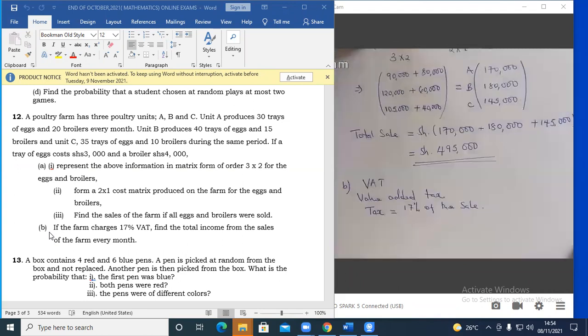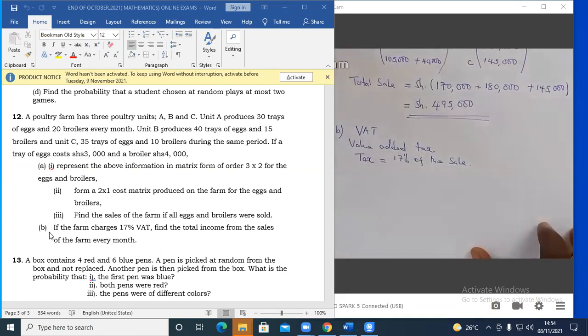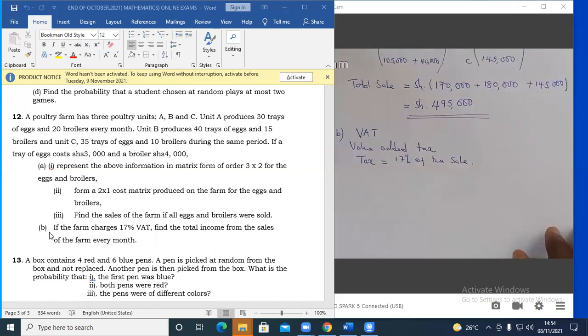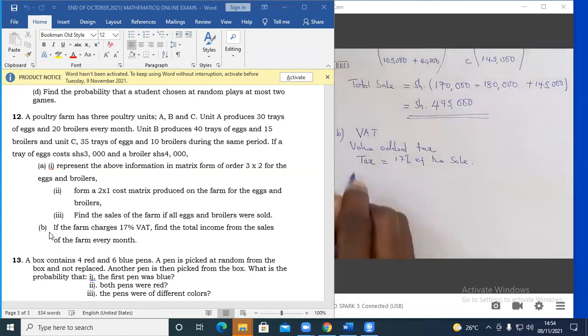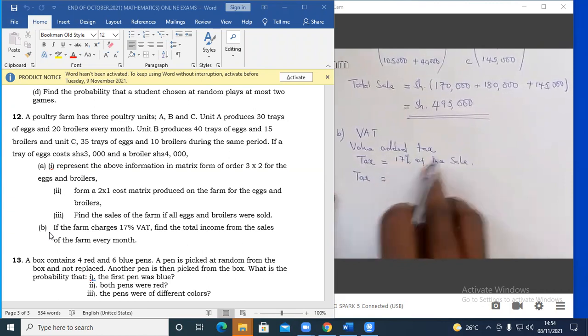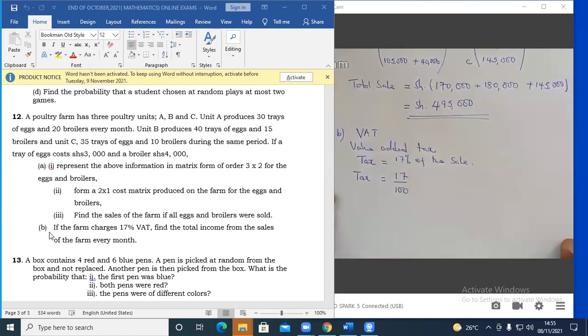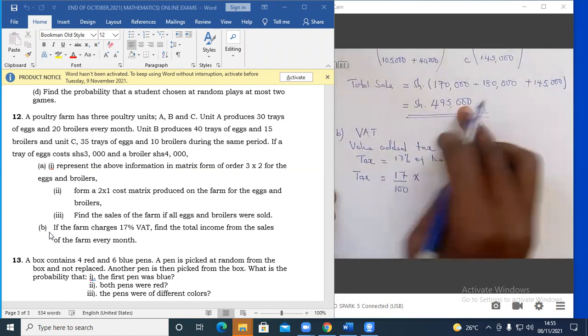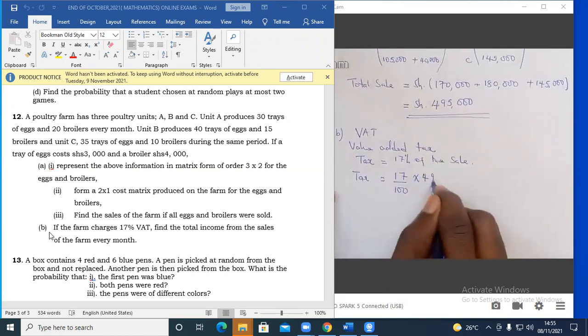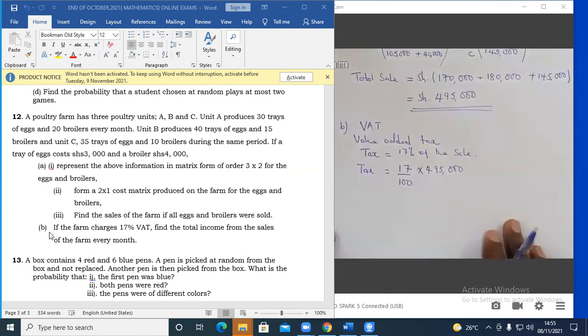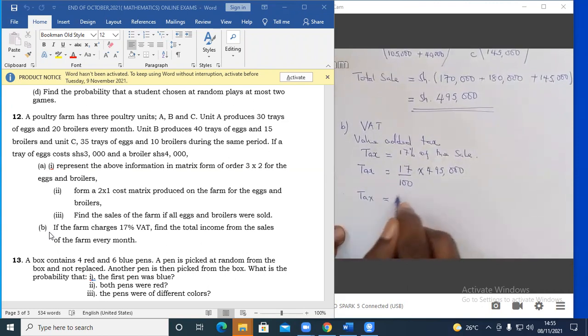When you look at the question, they're saying find the total income from the sale of the farm every month. So they're asking you to find the net income after removing the tax. Tax is 17% of the sale, so 17 over 100 times the sale. Total sale was 495,000. So how much will go on tax? Can you calculate that for me?